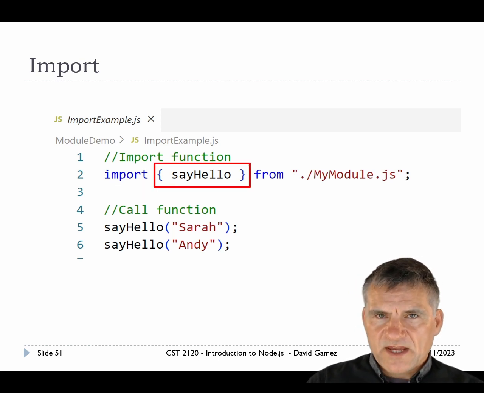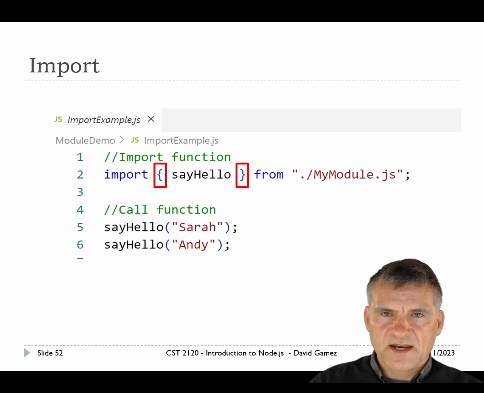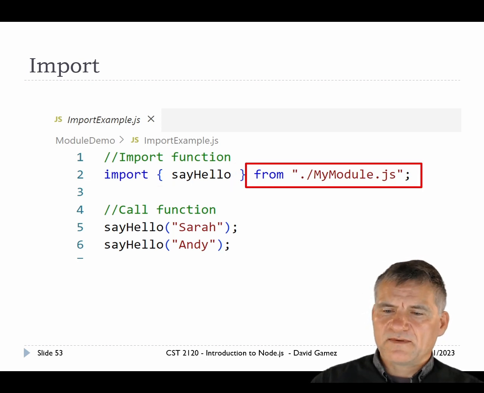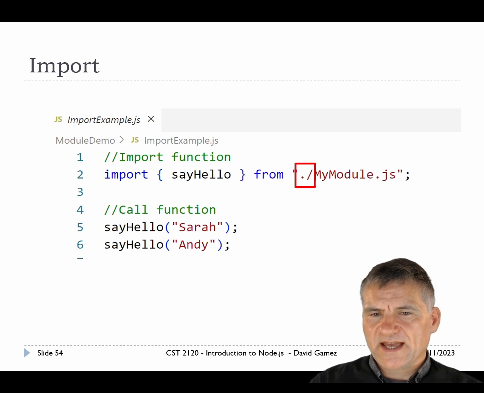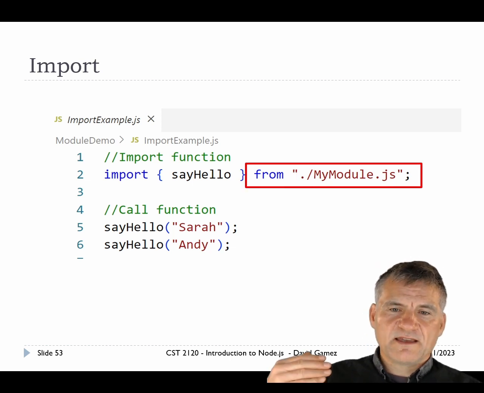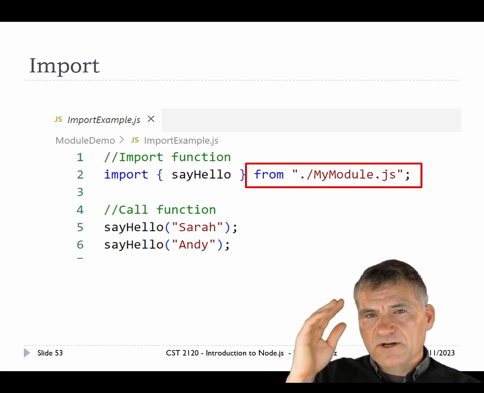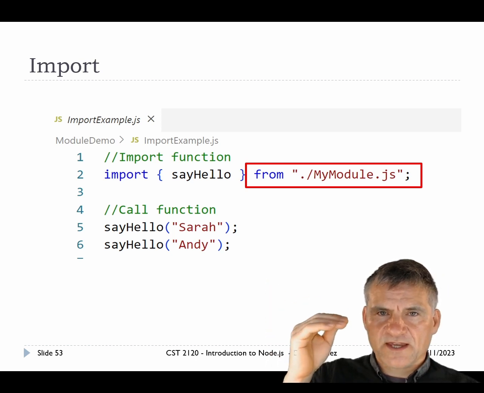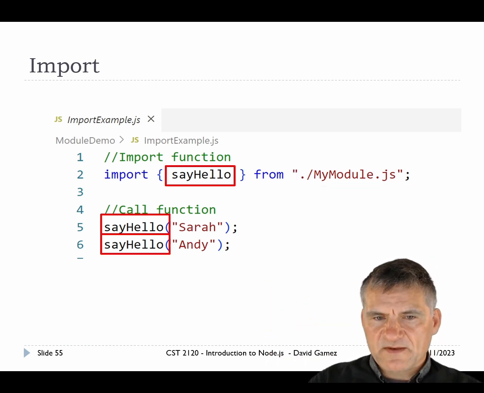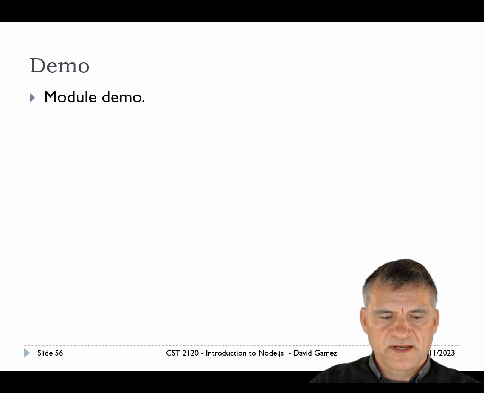So here I'm saying I want to import say hello, and I use the curly braces here. And then here, remember I've got the / before and the .js, so I'm saying where it is. Otherwise, if you don't use the / it will look in the node modules instead of looking in your file system, yeah? And then once I've imported say hello, I can then call it in my code, yeah?